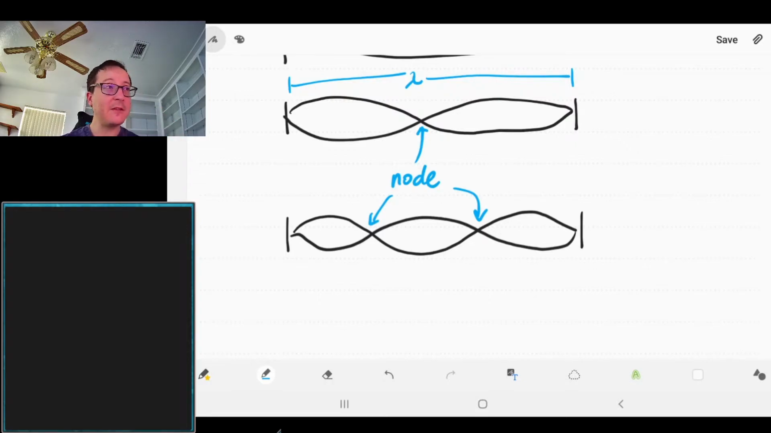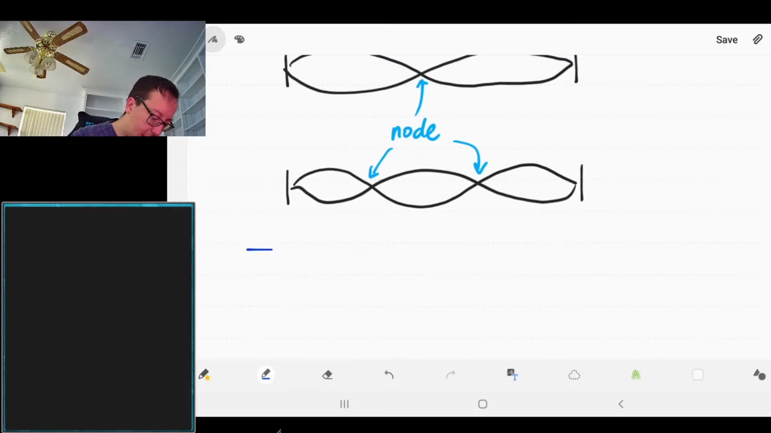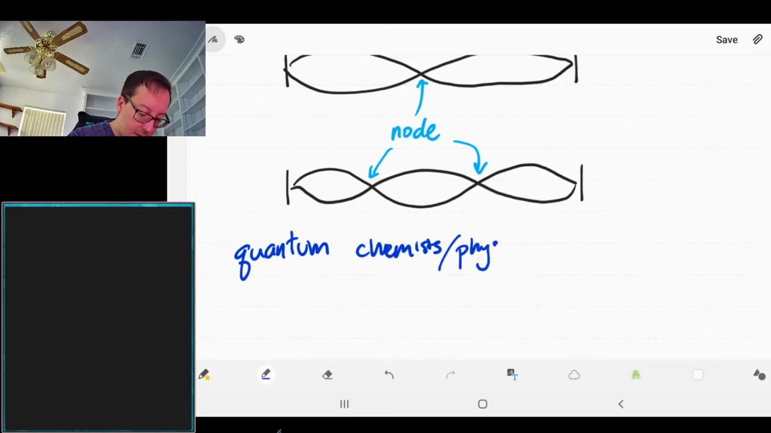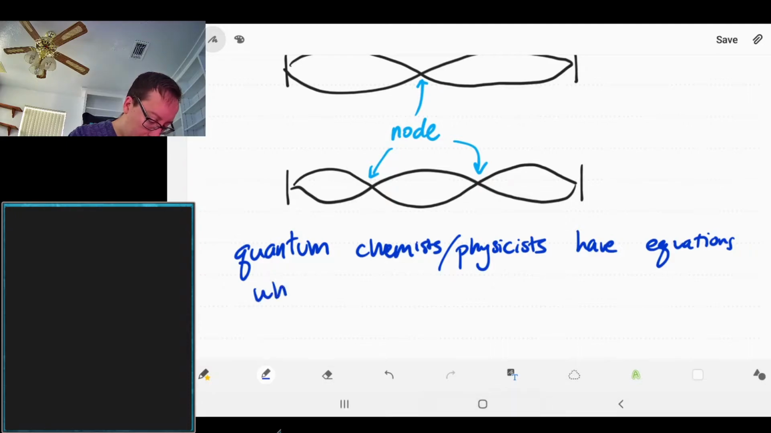Because they have characteristics of waves, the point of this is that quantum chemists, or physicists, it's a bridge of both, have come up with equations to describe the motions of electrons.